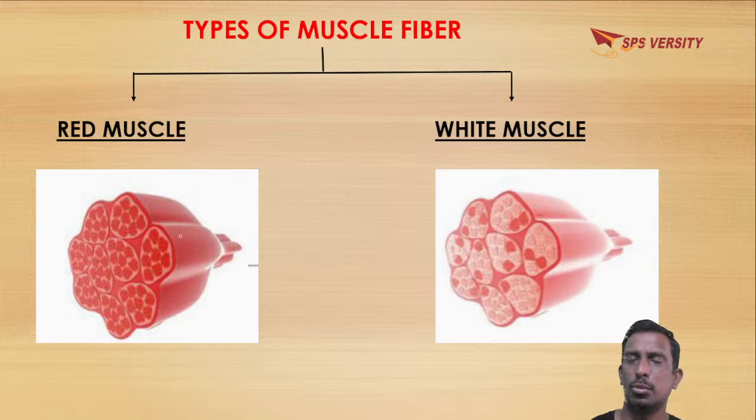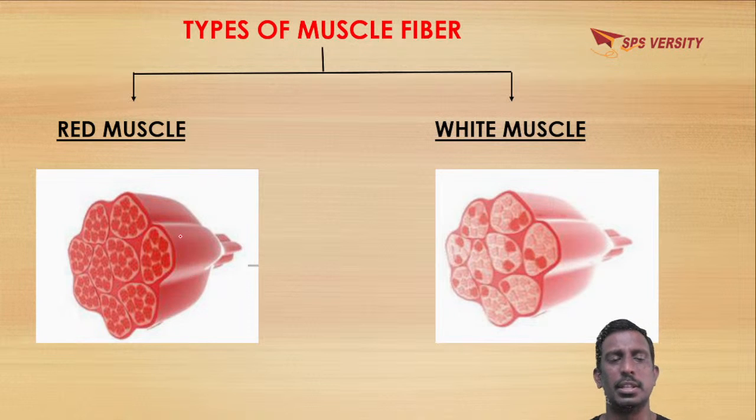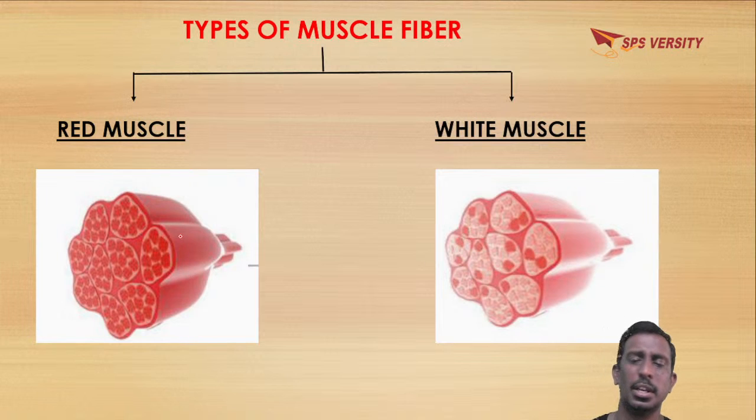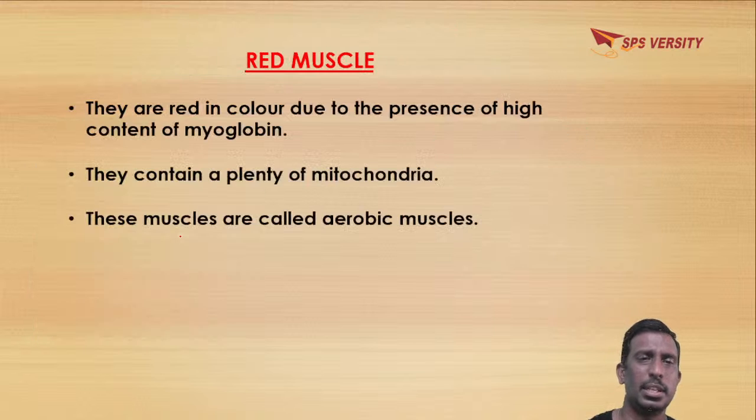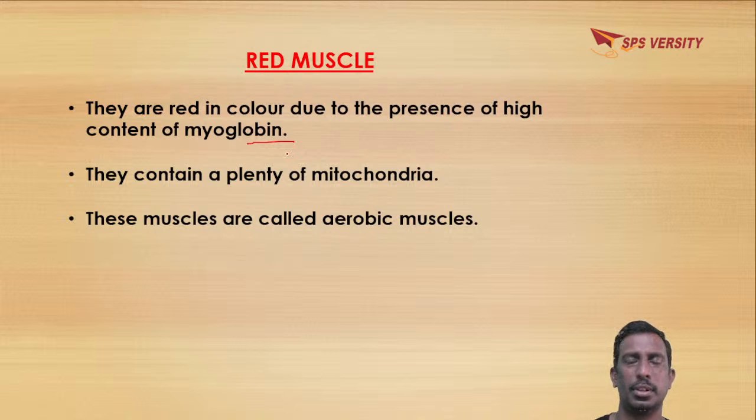And when you come to the muscle fiber, there are 2 types of muscle fiber. One is red muscle and the other is white muscle. The red muscle is rich in the content of myoglobin, and they also contain a lot of mitochondria.